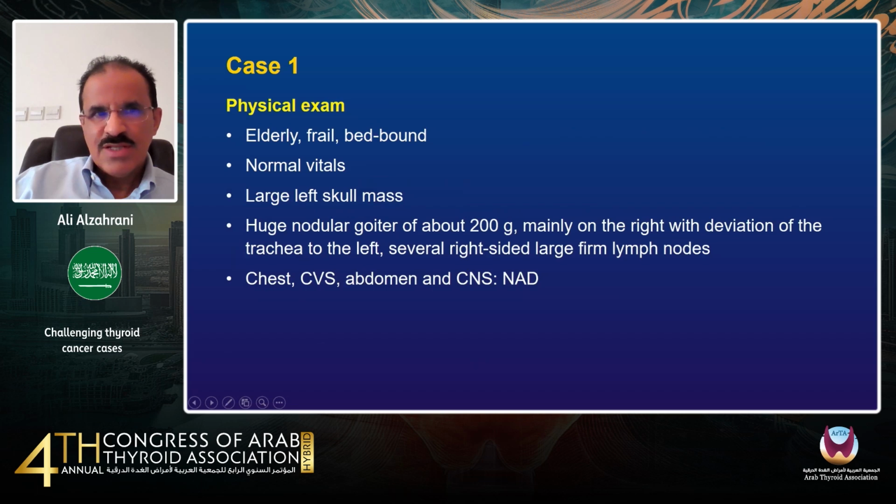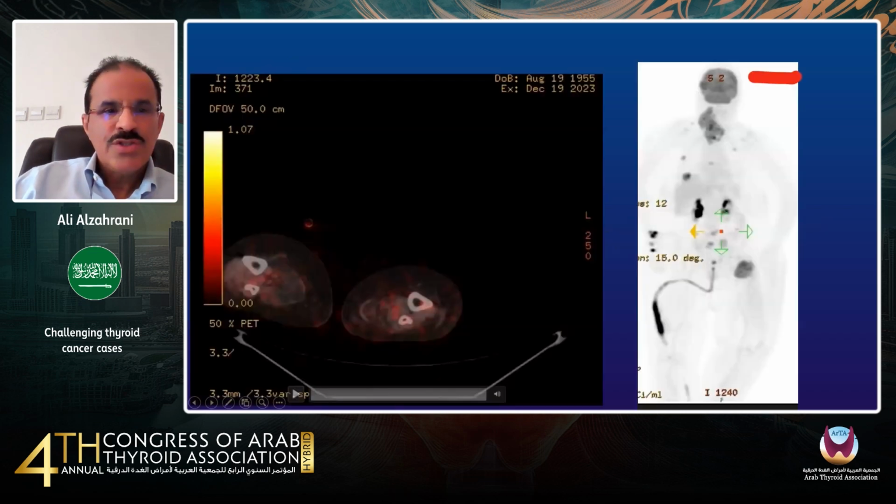When we saw her, she was elderly, frail, bedbound, with normal vitals. She has a large left skull mass that I will show you in the CT scan in a minute. And she has a huge nodular goiter of around 200 grams, mainly on the right side with deviation of the trachea to the left, and several right-sided large firm lymph nodes. The rest of her examination was unremarkable. And just to give you an idea about the extent of her disease, I'm going to run this PET scan.